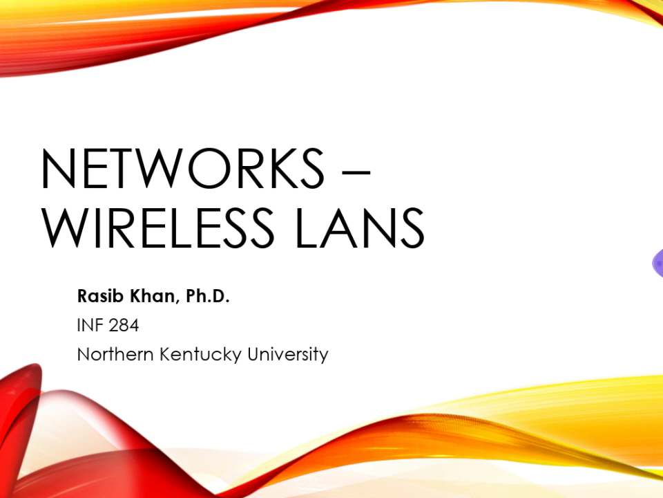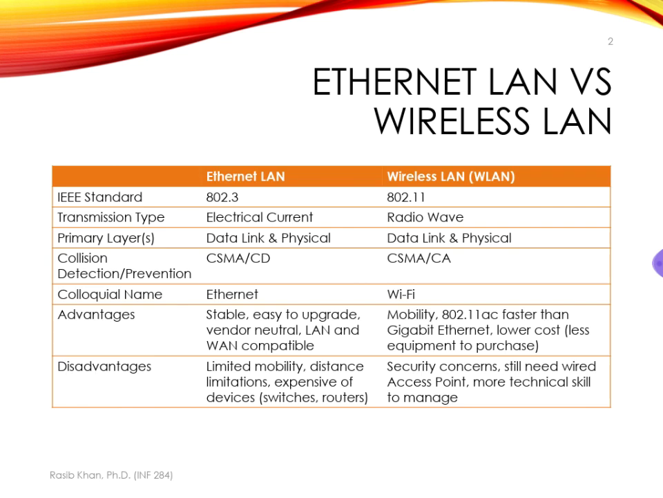Today's topic is going to be wireless LAN networks, or WLANs. We have previously looked at the Ethernet LAN, and that is one of the simplest forms of network that you could set up for your local area network. This chapter is going to focus on the wireless version of the local area network, that is WLANs.